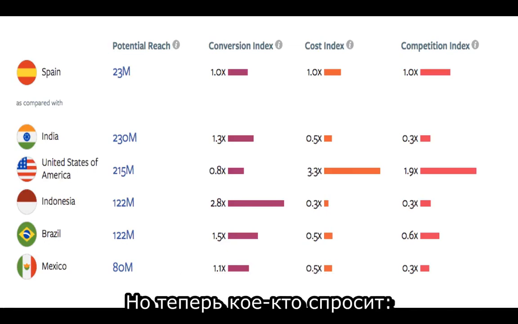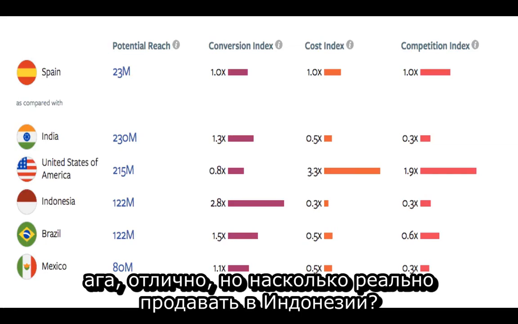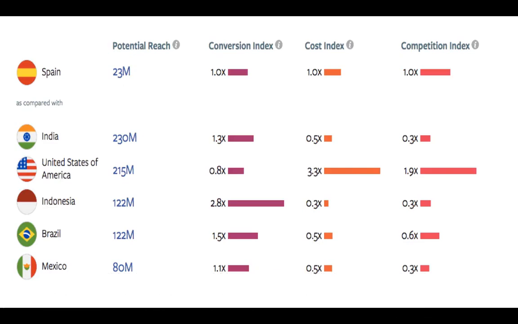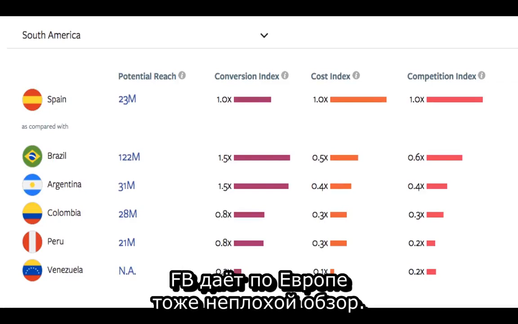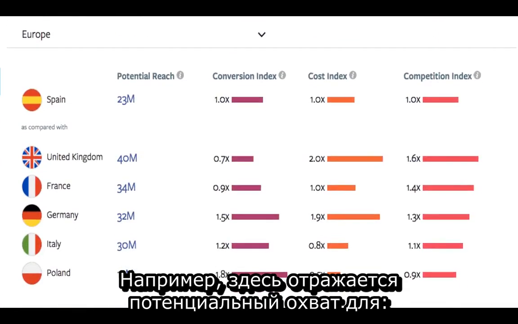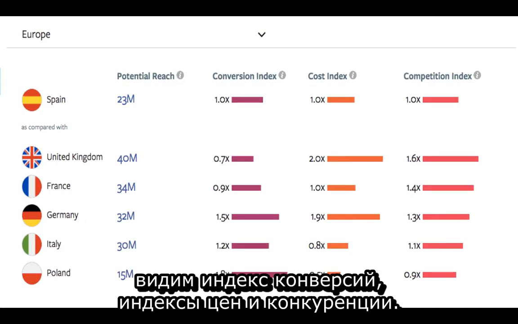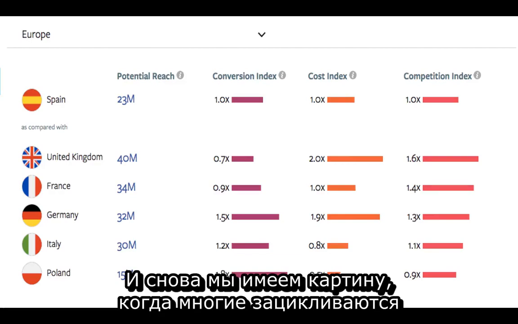But now some of you would ask, yeah, okay, that's cool, but can I really sell to Indonesia? My logistics do not support those very far international sales. Well, then stay in Europe, and in Europe Facebook also gives you a very nice overview. For example, here they show us the potential reach for the UK, France, Germany, Italy, and Poland, conversion index, cost index, and competition index.